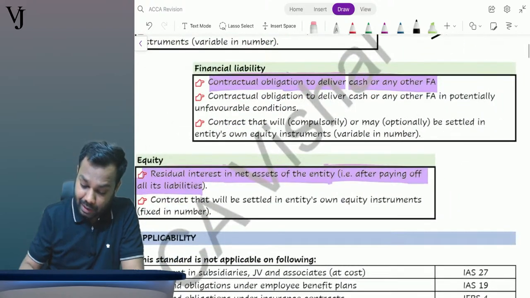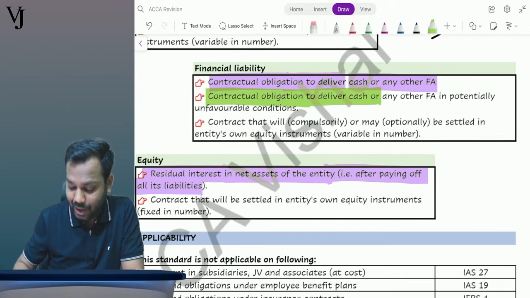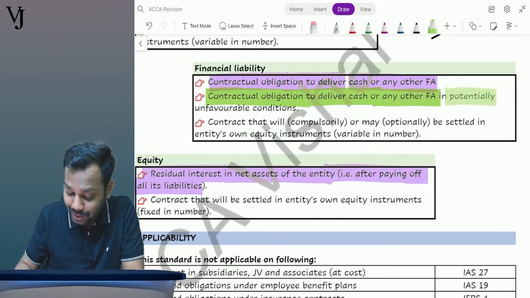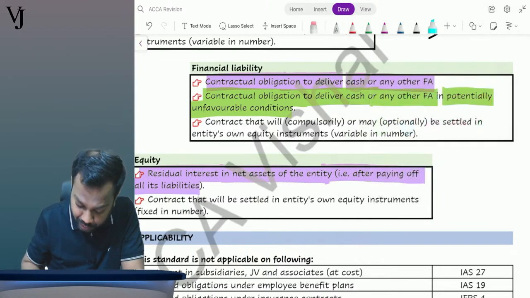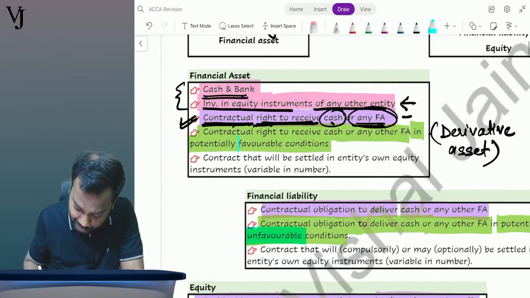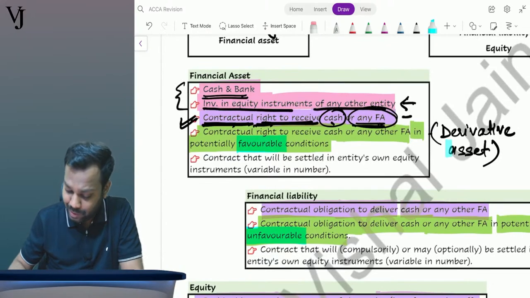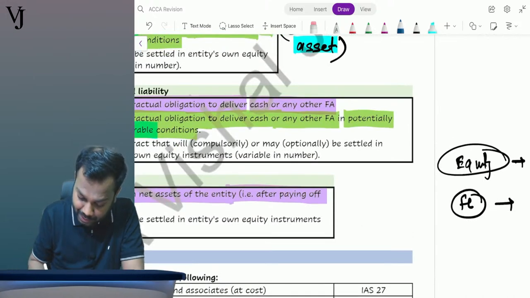Now, similarly here in liability also, a contractual obligation to deliver cash or any other financial asset in potentially unfavorable condition. Let me highlight this point: unfavorable condition. And here it is potentially favorable condition. Favorable means asset, and unfavorable means what? Derivative liability.